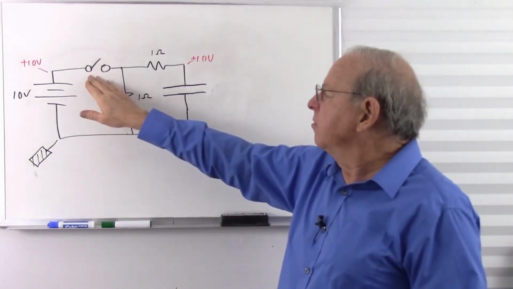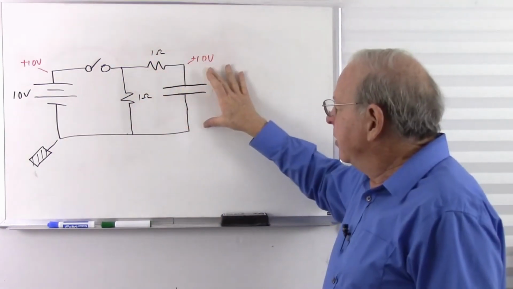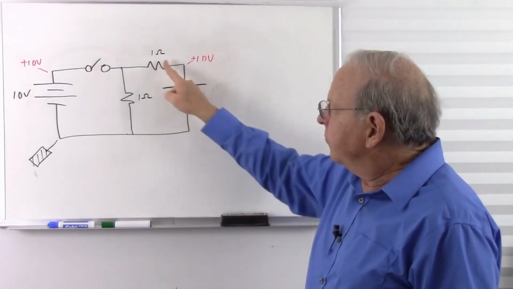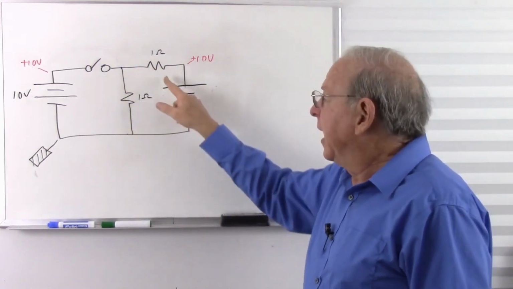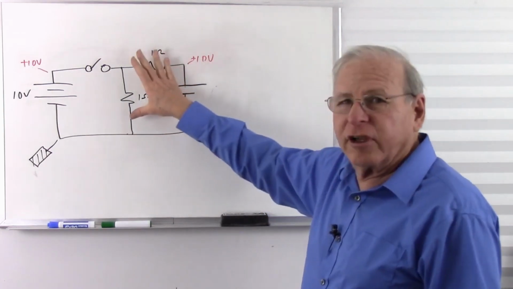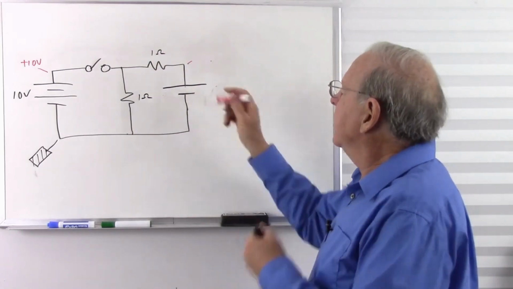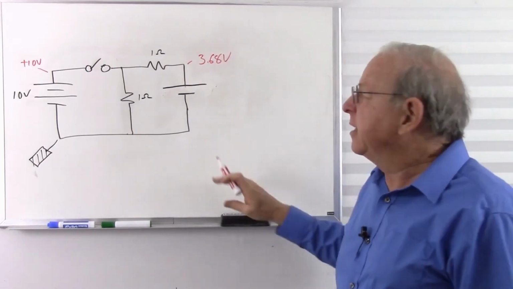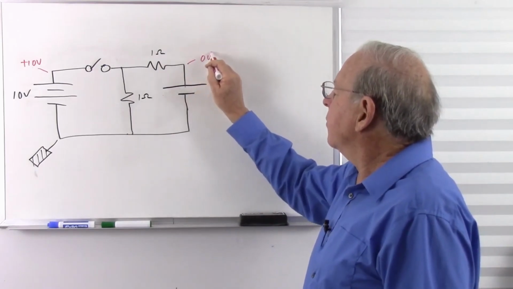Now I've disconnected the voltage source. Now let's take a careful look at what's happening over here. I now have a 10 volt source over here. It looks like a 10 volt battery. And I have two 1 ohm resistors in series. So I have a circuit and it's going to start discharging. And I have 2 ohms instead of 1 ohm. So it's going to take twice as long to discharge as it did to charge. So it's going to take 2 seconds to get down to 3.68 volts. And then it's going to take 10 seconds to get all the way down to 0 volts.